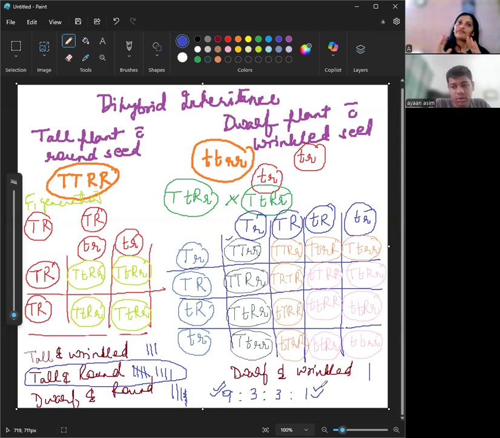That means every character will express itself on its own. It doesn't bother what the other is expressing, whether the other is dominant or recessive. It doesn't matter to it. It will only follow the rule which it has to follow. So this is independent assortment. Everybody is going towards the same destination, but they have to walk their own way. So this was dihybrid inheritance. I hope this is clear to you.